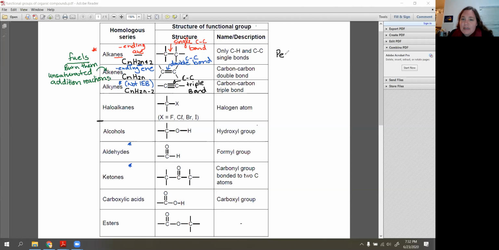Can I please challenge everybody? I would please like you to draw pentyne for me and tell me how many different isomers of pentyne you get. So my challenge right now is for you to draw every version of pentyne that you can by moving that triple bond around. Okay, I'm going to quickly pause. I'm going to draw mine and then I'm going to check in with you.